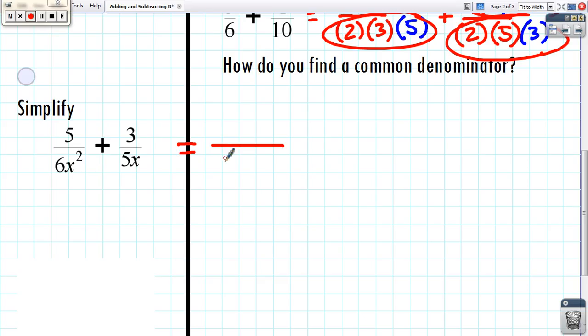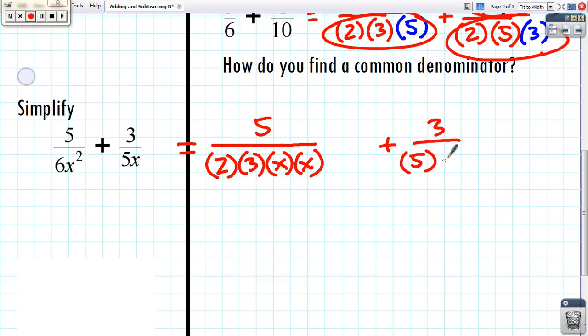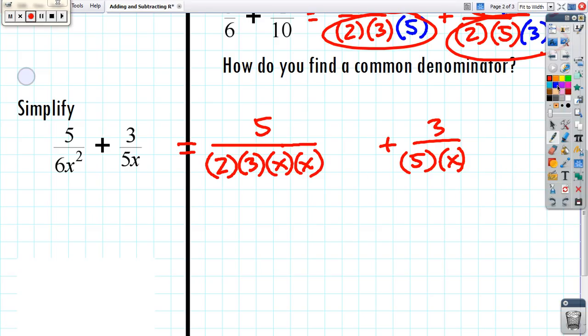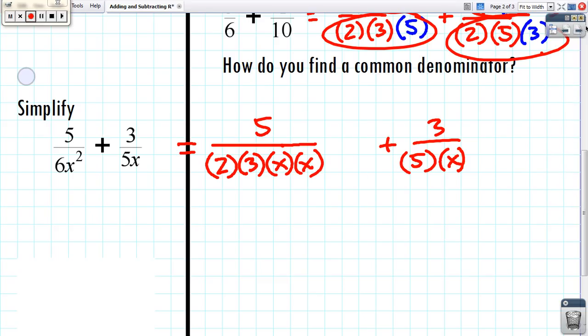Well, 6x squared, if we break it down, is 2 times 3 times x times x, everything underneath 5. And then over here, we've got 3 over 5 times x. So we look at this in terms of what's the same and what's different. In this case, what's the same about these is they both have an x, but that's pretty much it.